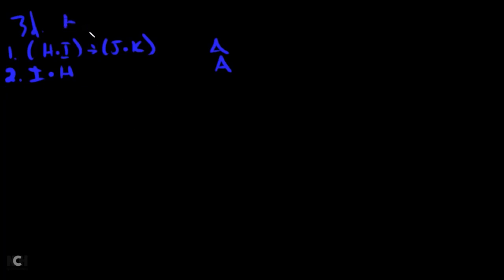Alright, now let's take a look at number 3D. So first of all, line number 1, we got H dot I, arrow, J dot K. That is assumption numero uno. Then we've got line 2, just I dot H. That's assumption number 2. And then we've got from there, we're solving for this. We are solving for just J by itself.